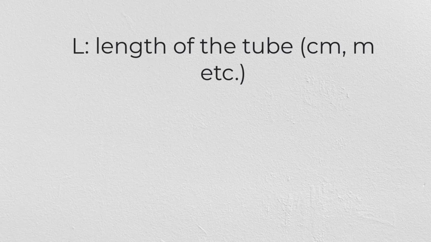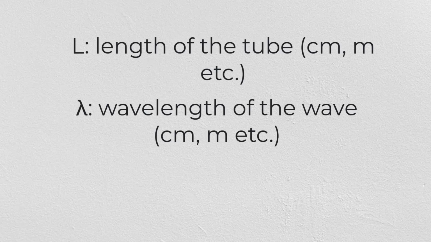In order for the standing wave to be present inside the tube, a particular condition needs to be met, and it relates the length of the tube and the wavelength of the wave. This condition is that half of the wavelength must fit inside the length of the tube. In mathematical terms, L, the length of the tube, is equal to lambda, the wavelength, over 2.